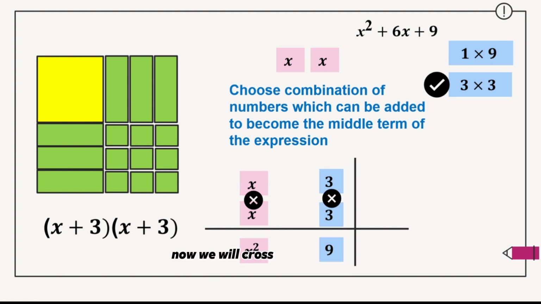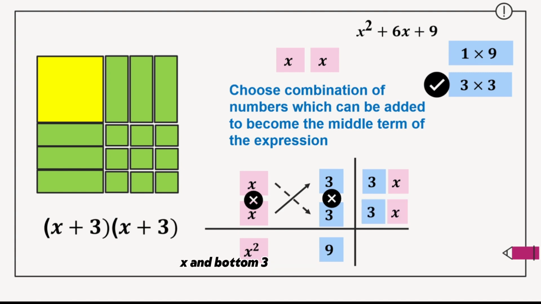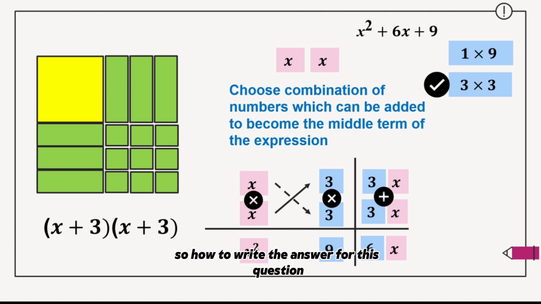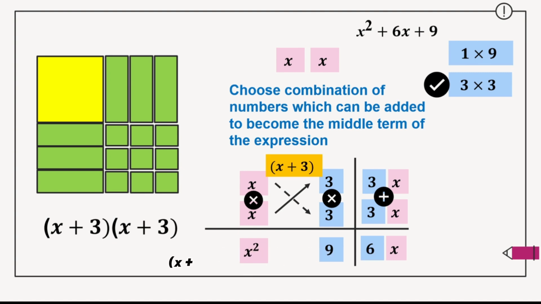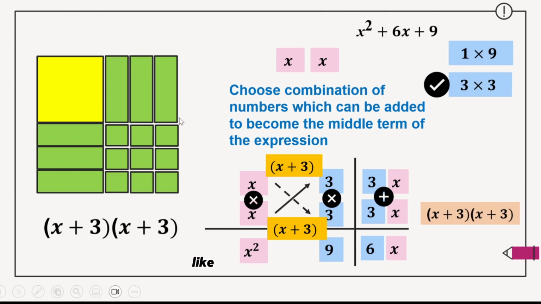Now, we will cross multiply the bottom x and the upper 3, which is equal to 3x, and the same operation we use for the upper x and the bottom 3. This addition of 3x and 3x will confirm the middle term. So, how do we write the answer for this question? We write the answer by reading horizontally. x plus 3 times x plus 3. This is the same answer as we got using algebra tiles.